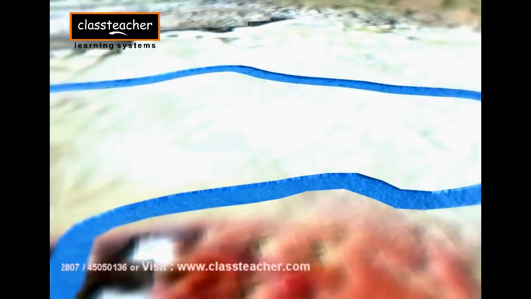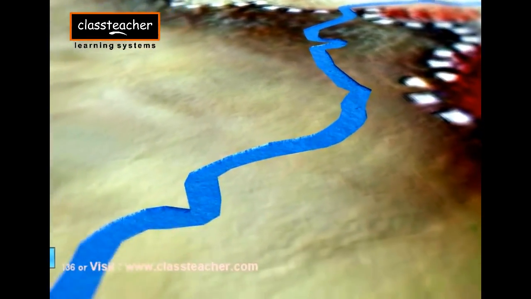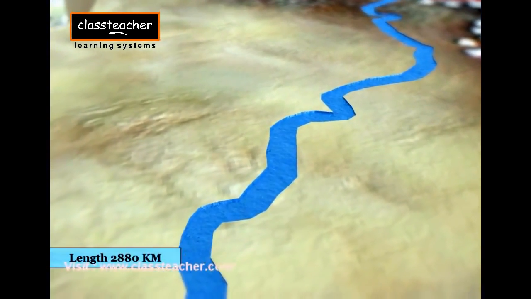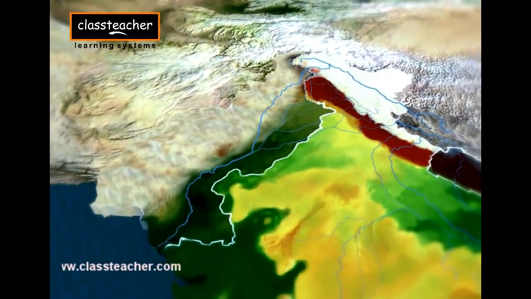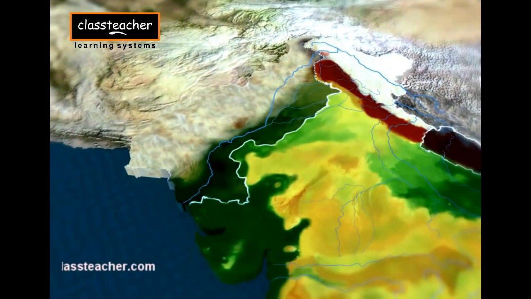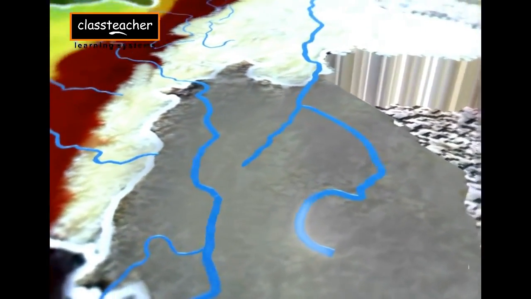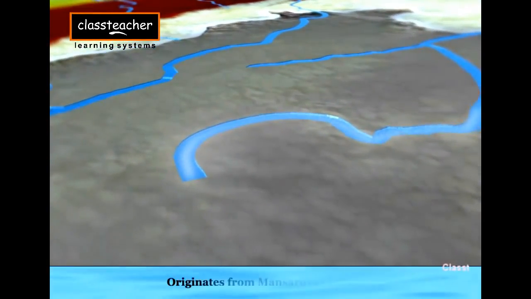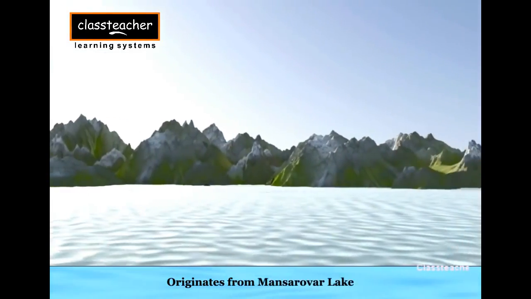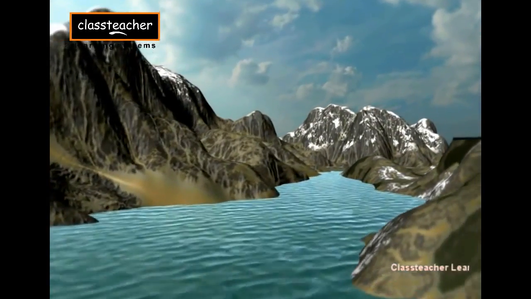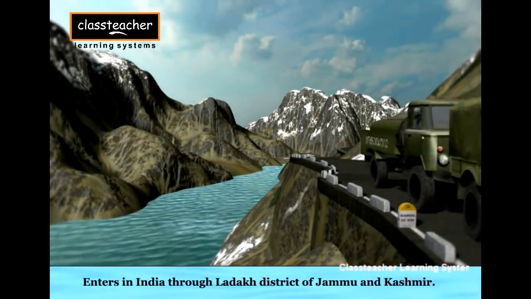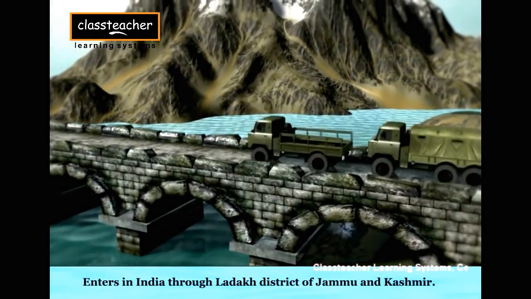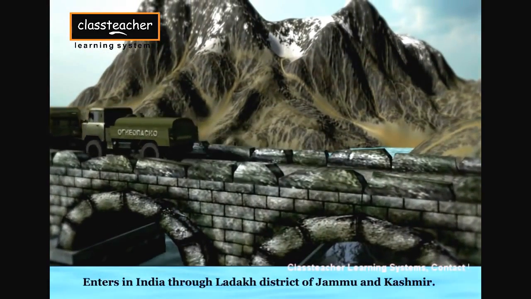The Indus river system. It is one of the largest river basins of the world, covering a length of 2,880 kilometers, of which 1,114 kilometers lies in India. It is also known as Sindhu. It originates from a glacier in Kailash mountain near Mansarovar Lake in the Tibet Plateau. Following west, it enters India in the Ladakh district of Jammu and Kashmir. Then it cuts across the Ladakh range and enters into Pakistan.